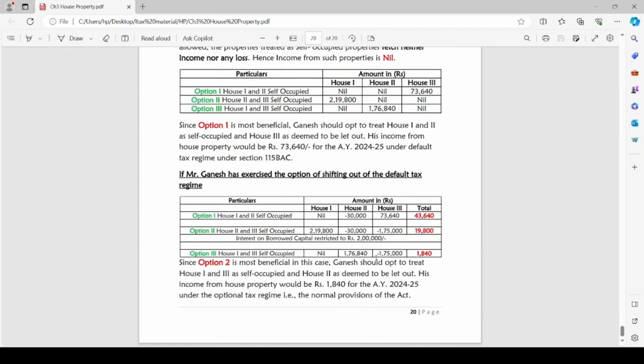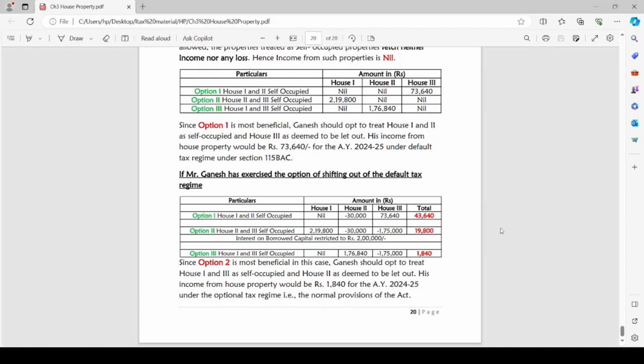So, the loss from house property will be incurred as rupees 30,000. The loss from house property 2 is 30,000 because of the interest on borrowed capital. The actual amount is rupees 55,000, but there is a ceiling limit for self-occupied property under the optional tax regime of rupees 30,000 only.